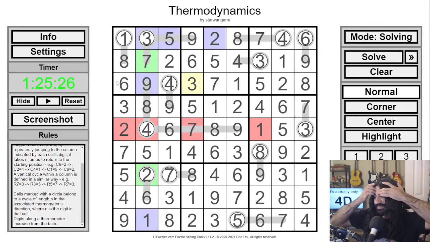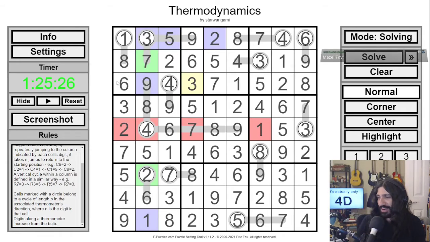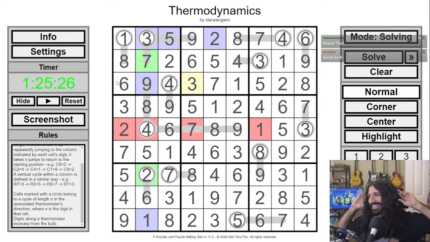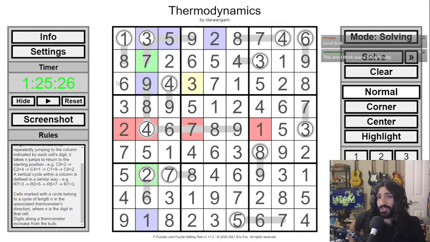Okay. Fantastic. Hour 25 with heavy to moderate help. Mazel tov. Cheers. Okay. This was a good one. My brain was a little fried in places, but I really enjoyed the logic that came along with cycles plus thermometers. Cycle plus thermometer was really good.